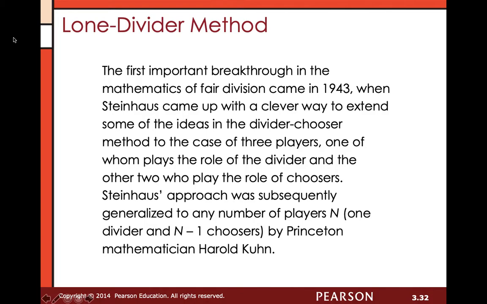The first important breakthrough in mathematics of fair division came in 1943. Like I mentioned, we're going to be looking at stuff mostly from 1940 up through 1970. Steinhaus came up with a clever way to extend some of the ideas in the divider-chooser method from the previous lesson to the case where there were three players, one of whom will play the role of divider and the other two will play the role of choosers. Steinhaus's approach was later generalized to any number n of players, with one divider and n minus one choosers, by a Princeton mathematician named Harold Kuhn.